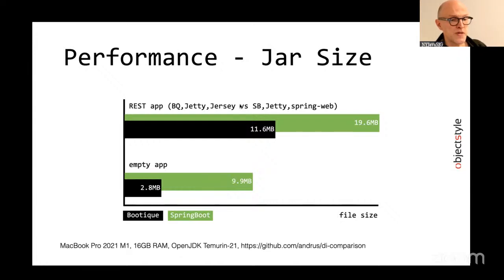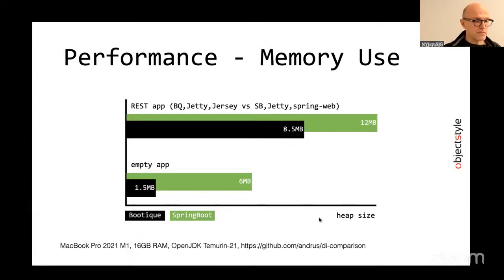And the same thing goes with the REST apps. There's also a big difference, even though I try to compare apples to apples. It's not necessarily apples to apples, because Jersey versus Spring Web are 2 different things. But I think this difference is still genuine. It's not because we use 2 different web frameworks. And finally, memory use. Again, the empty app. An empty Spring app uses about 4 times more memory than an empty Bootique app, and the web app also has a delta. So this is your Amazon bill essentially, because memory is directly proportional to how much you pay for your EC2 instances and stuff like that.